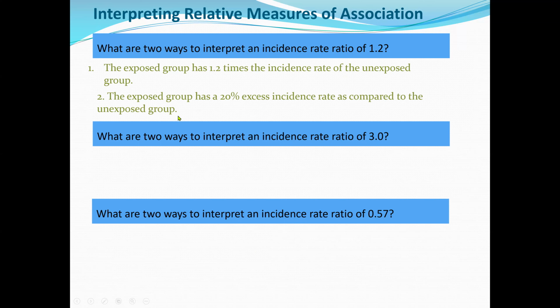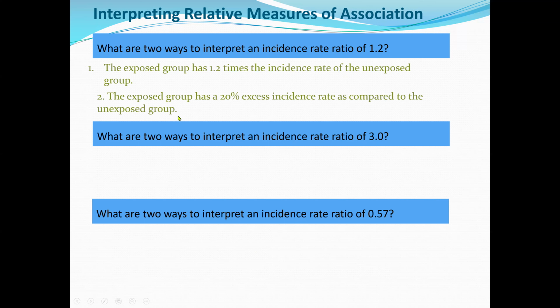First, we say 1.2 times the incidence rate, or 20% excess incidence rate as compared to the unexposed. Also here we ask, what are the two ways to interpret an incidence rate ratio of 3.0? The same concept, 3.0 times more. Or we can say that since this is 3.0, it will be 200%. So the exposed group has 200% excess incidence rates.